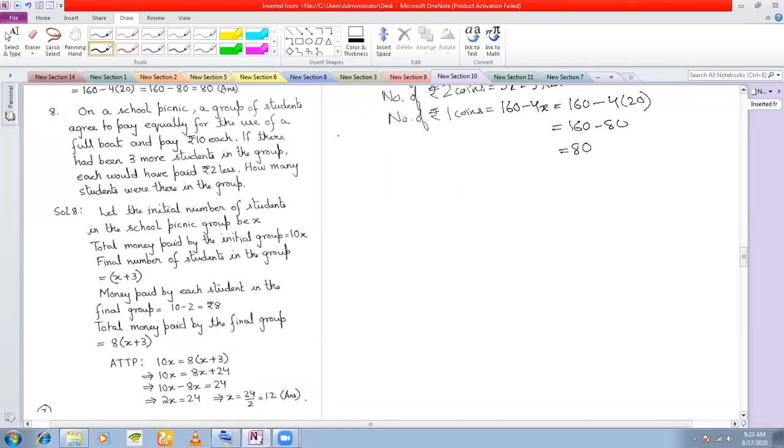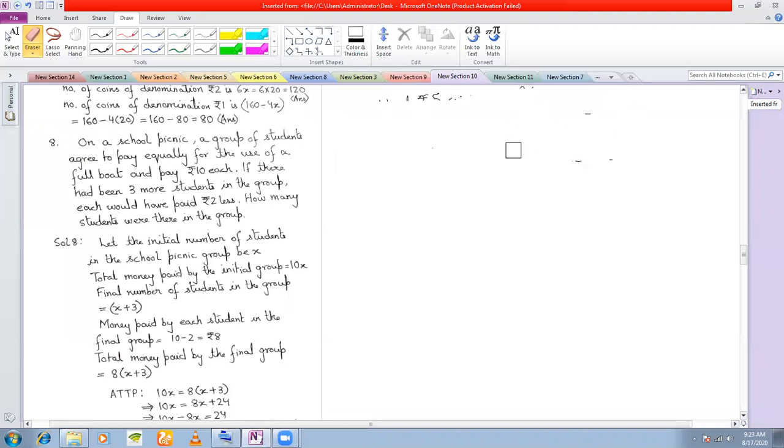Next, on a school picnic, we have time for one, I think, or maybe more. I don't know. At least one definitely I'll be able to finish. Let's see. A simple equation problem takes time.